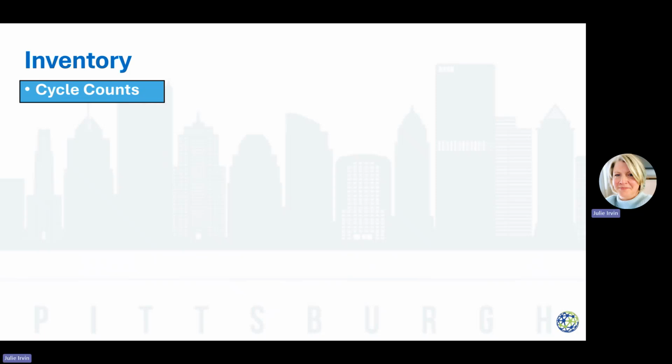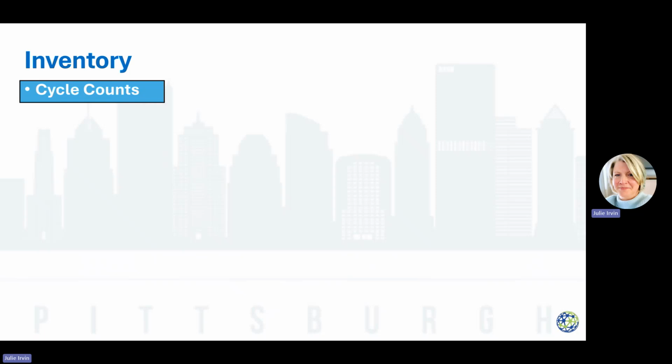Loss prevention is also something that we can track and fix quickly. By frequently counting the inventory, we can quickly identify the discrepancies that may indicate theft, damage, or other issues, and it helps in taking timely corrective actions to prevent further losses.